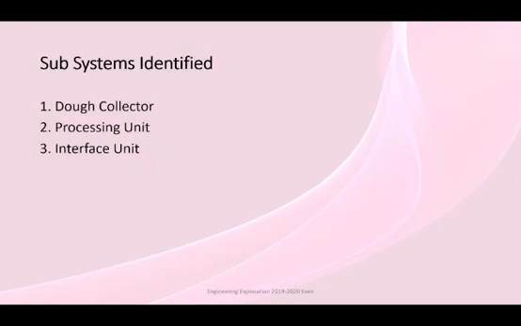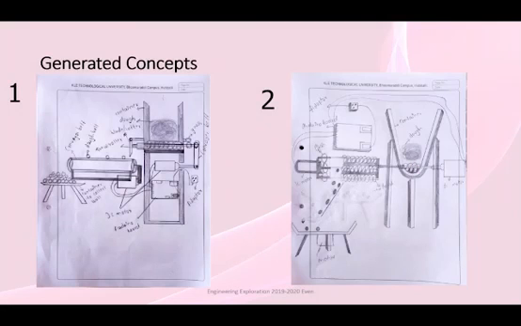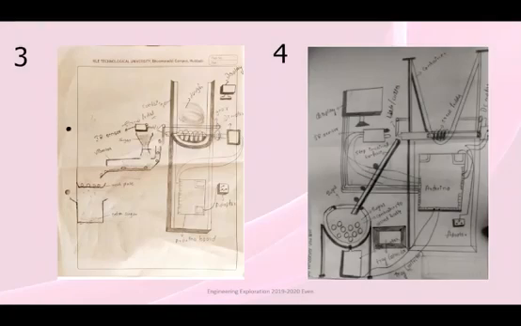For our course project, we have identified 3 subsystems. They are number 1 dough collector, number 2 processing unit, and number 3 interface unit. Coming to the generated concepts, we have generated 4 concepts for our course project. All the 4 concepts have the same mechanism, that is collection of dough, screw feeder mechanism, and cutting into small chunks. The difference between them is the structure and the sugar coating mechanism.